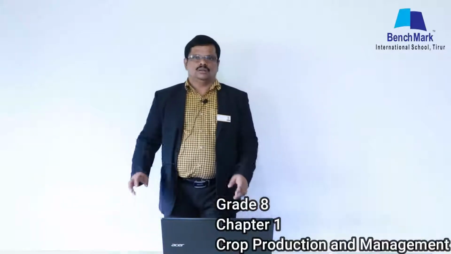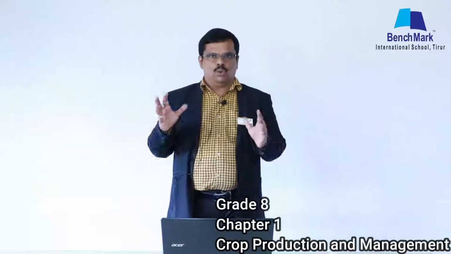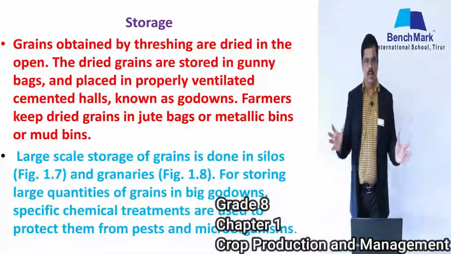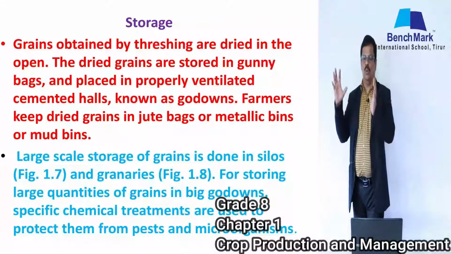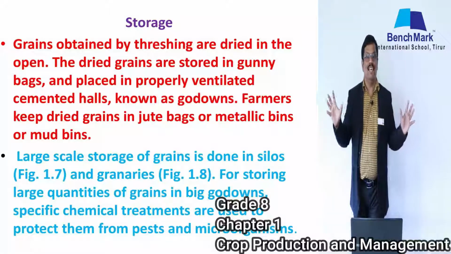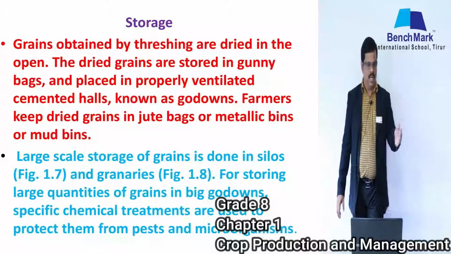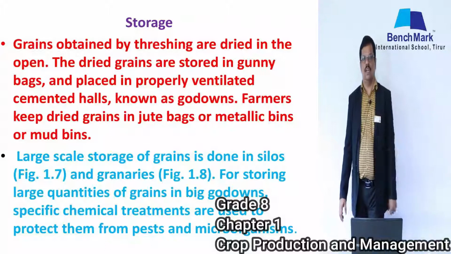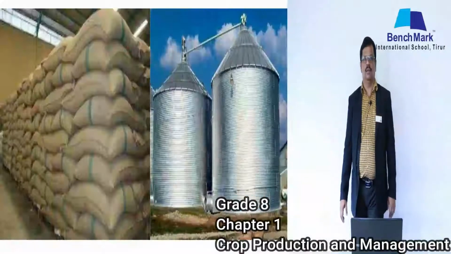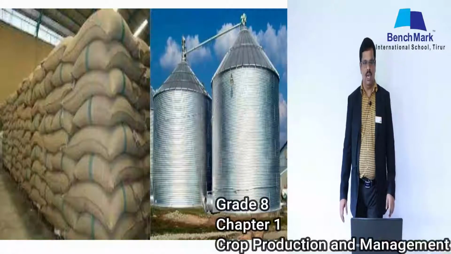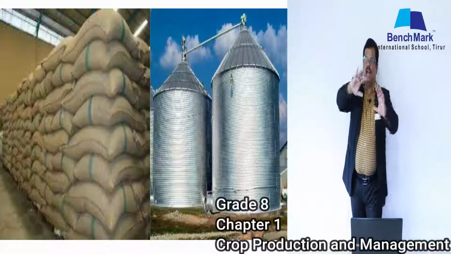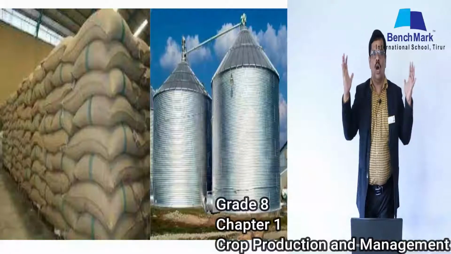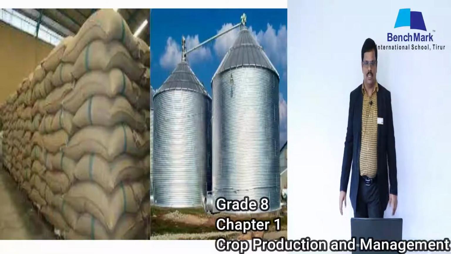Okay, so dried grains are stored in gunny bags and placed in proper ventilated cemented halls. In the textbook, some diagrams, pictures I mean, are given there. Please do refer to it, okay. And where the cemented halls are properly ventilated, we call them godowns.